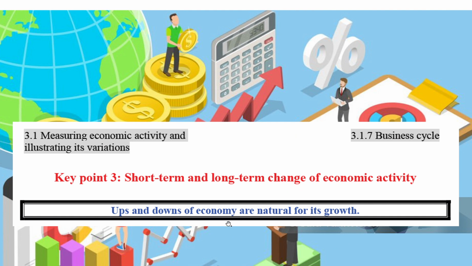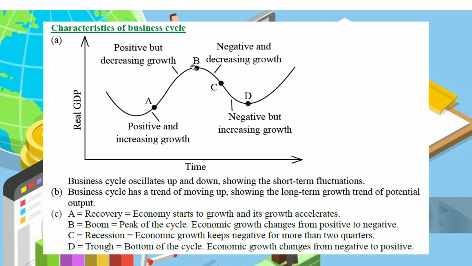Short-term and long-term changes of economic activity, the ups and downs of the economy, are natural for its growth. We can't just go up and never go down; we need to go up and down, up and down. But in the business cycle, we always have a trend of going up, so the next trough is higher than the trough before, and the next peak is also higher. It has four steps for a cycle.